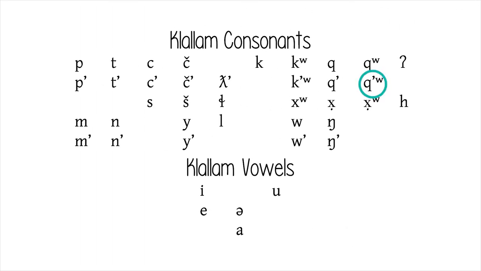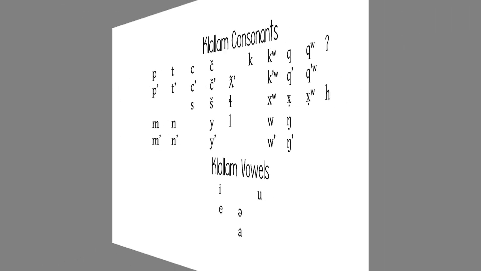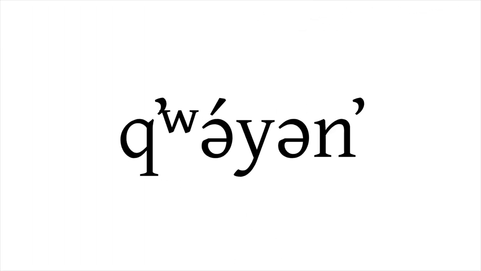A Q with an apostrophe and a raised W is ejective. It's like the Q with a raised W, but ejected out of the mouth with a strong pop. It's in the Klallam word for ear.